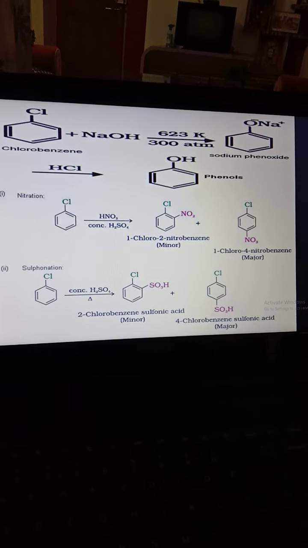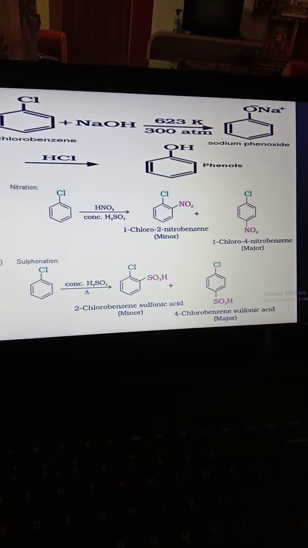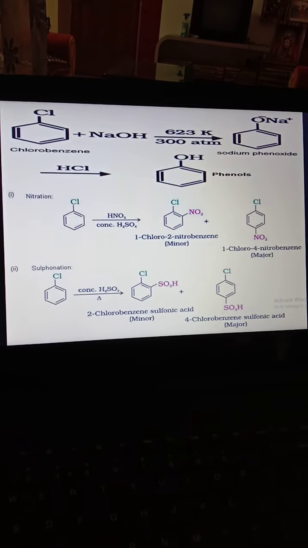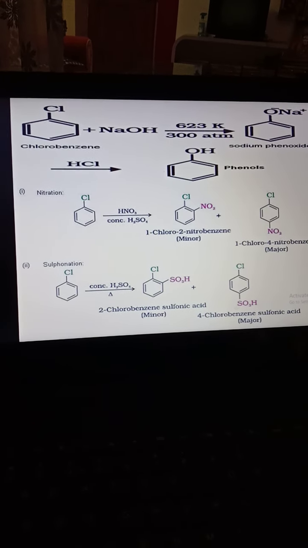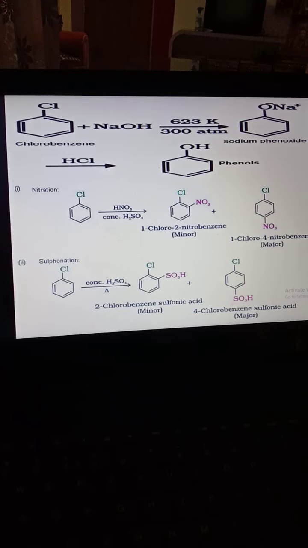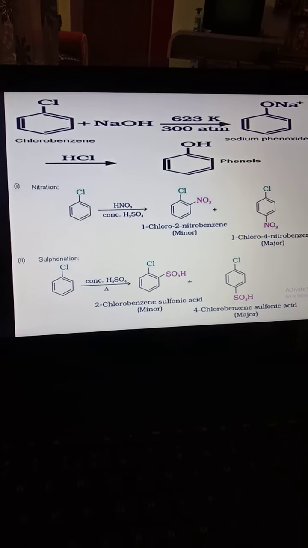Nitration. Chlorobenzene undergoes HNO3 nitration, forming 1-chloro-2-nitrobenzene. Sulfonation. Chlorobenzene undergoes H2SO4, forming sulfonic acid, for example 2-chlorobenzene sulfonic acid.